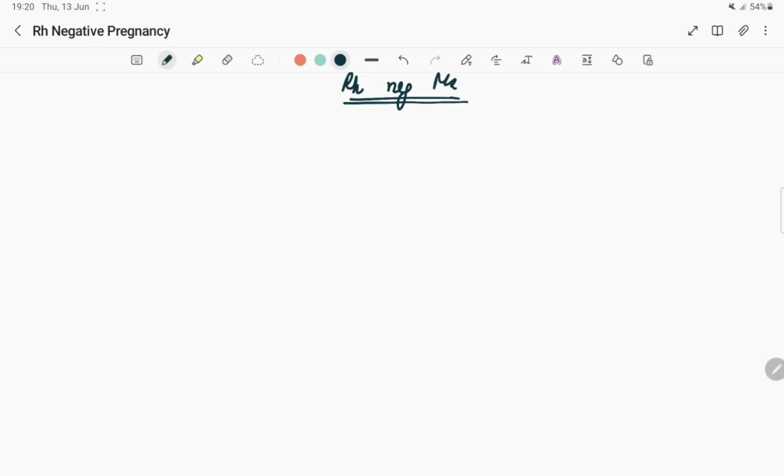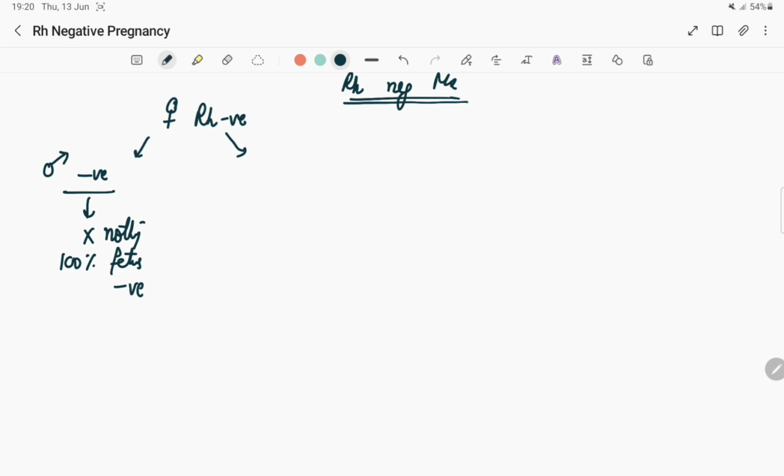Remember, whenever you find a female who is Rh negative, first thing you do is ask for the partner's blood group, okay? Ask for the male partner's blood group. If the male is also negative, then do nothing, obviously, because 100% the fetus would be negative and there'd be no sensitization, okay? So do nothing. But if the partner is positive, I explained before that there is a 50% chance that the fetus could be positive, right? So what do you do? You take the mother's blood and do ICT, or the indirect Coombs test, to find out whether she has those antibodies or not, right?